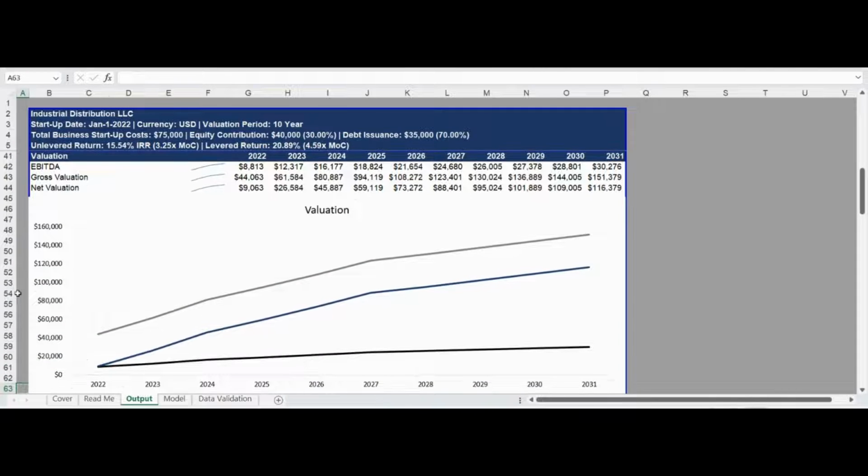The valuation section of the output report outlines the annual earnings before interest, taxes, depreciation, and amortization as well as the gross and net valuation. The net valuation is equal to the gross valuation based off the EBITDA multiple less the outstanding debt balance. The information is presented as a data table as well as a line chart.